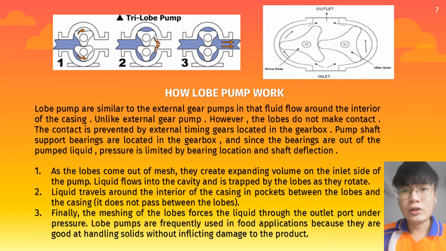First, as the ropes come out of mesh, they create expanding volume on the inlet side of the pump. Liquid flows into the cavity and is trapped by the ropes as they rotate. Liquid travels around the interior of the casing in pockets between the ropes and the casing; it does not pass between the ropes. Finally, the meshing of the ropes forces the liquid through the outlet port under pressure. Rope pumps are frequently used in food applications because they are good at handling solids without inflicting damage to the product.